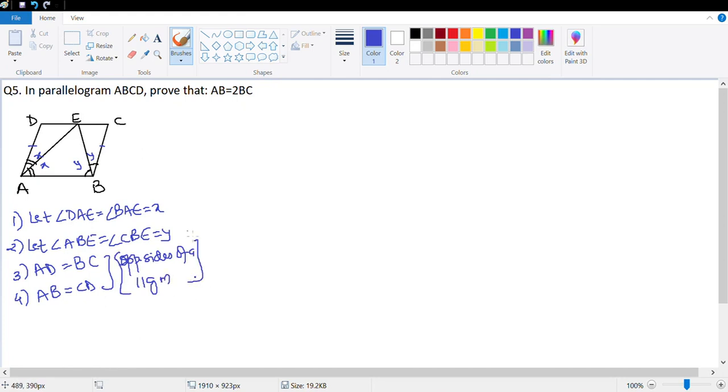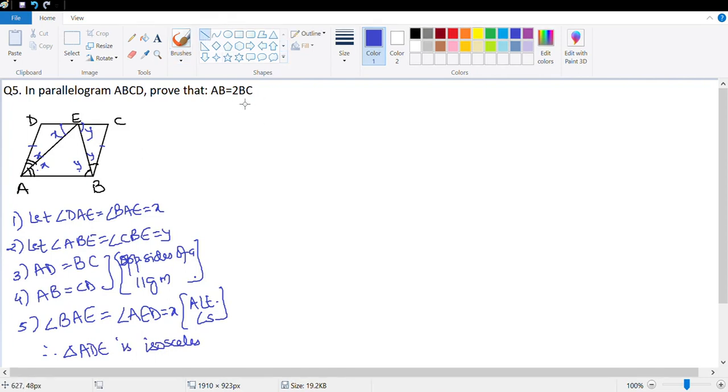Perfect. So how do we get this now? This angle and this angle will be equal because these are alternate angles, and this angle will be equal because these are alternate angles. So let's just write that down. Number 5 would be angle BAE is equal to angle AED is equal to X. These are alternate angles. Therefore triangle ADE is isosceles.